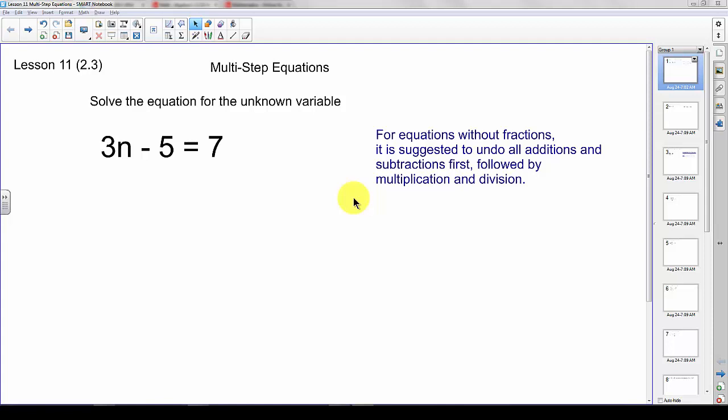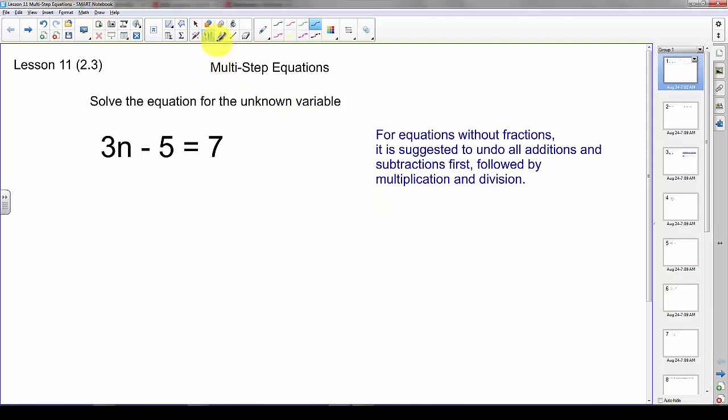So today we start solving multi-step equations, basically more than one step. Could be 2, 3, possibly 4. Most of today's will be under 3 steps. So we're going to solve the following equation for the missing variable. So in this case our missing variable is n.